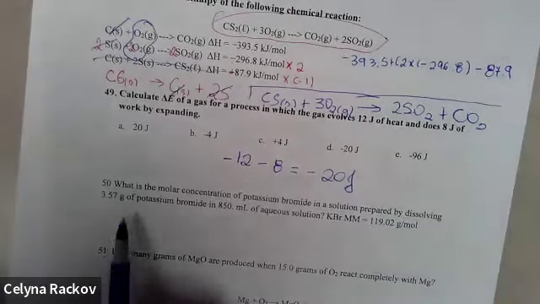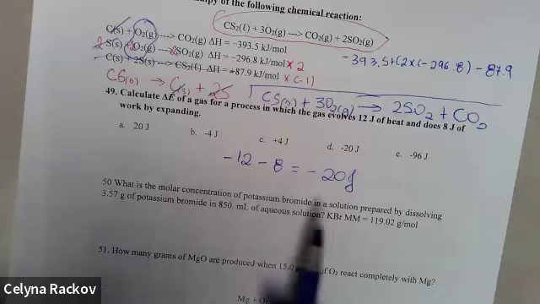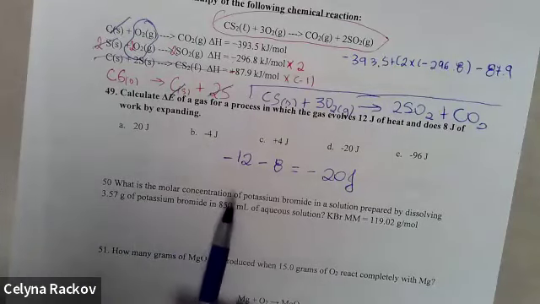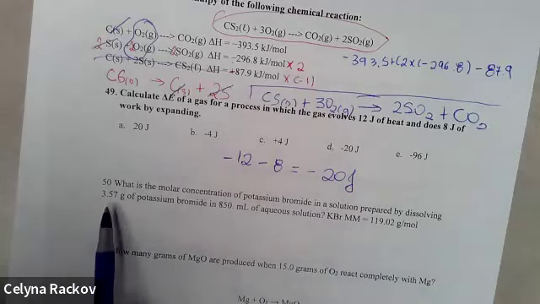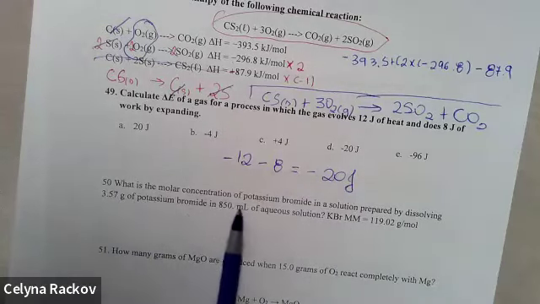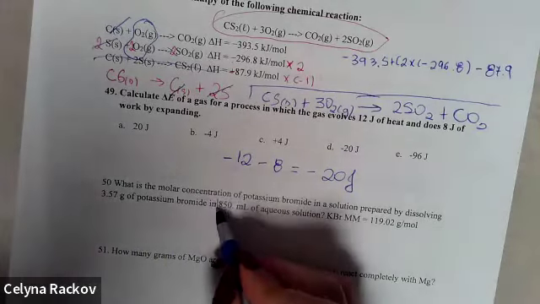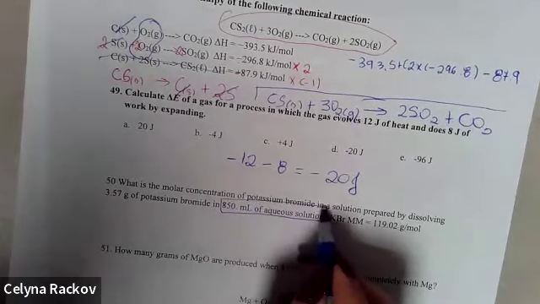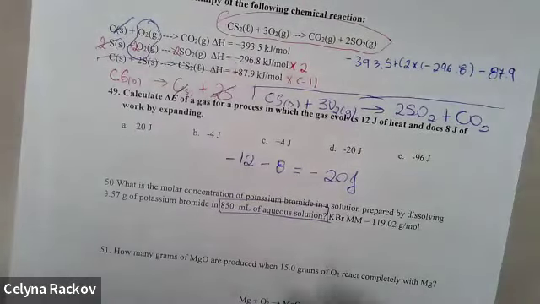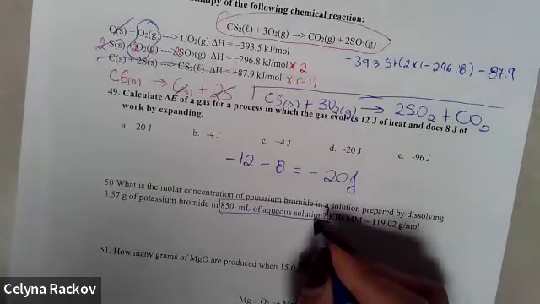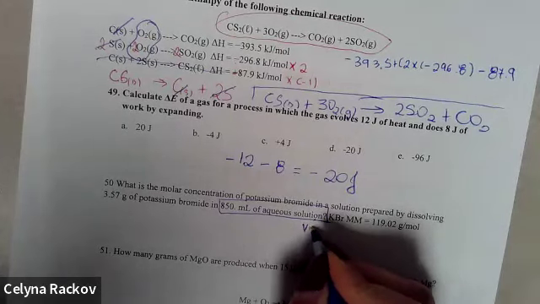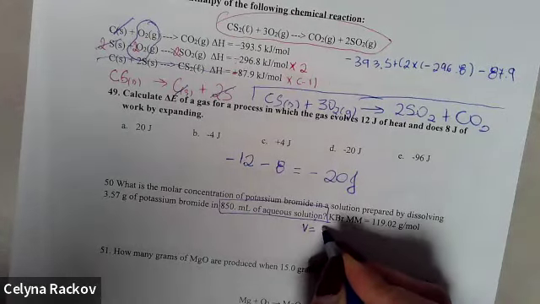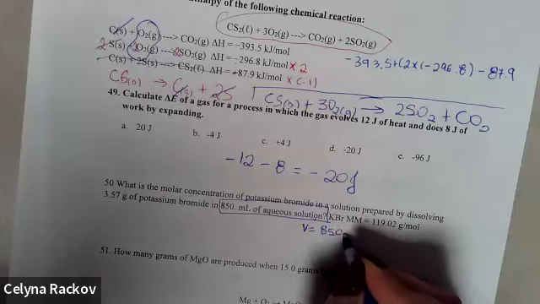Okay. Now question 50 is about the molarity. What's the molar concentration of potassium bromide in a solution prepared by dissolving 357 grams of potassium bromide in 1850 milliliters of aqueous solution? So this is the aqueous solution. So the volume of the solution already, right? Solution is the total. What's the solution? Solution is solute plus solvent, right? So the volume of the solution is 1850 milliliter.